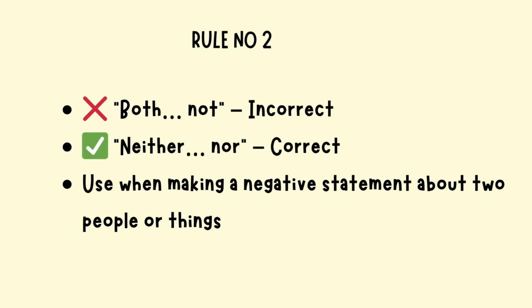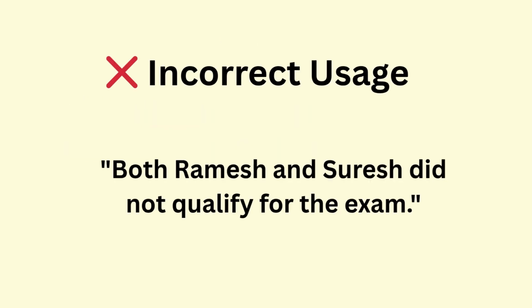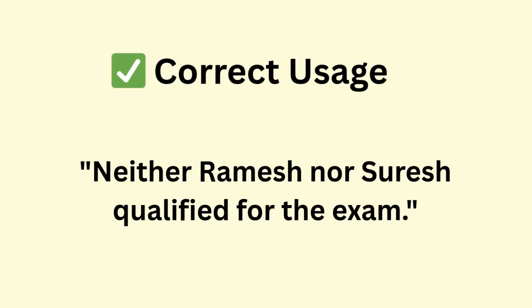Instead, we should use neither nor to talk about two negative items. Example: both Ramesh and Suresh did not qualify for the exam. This sentence is incorrect because both and did not are used together, which makes it confusing. So this is not correct. The correct way of writing the same is to use neither nor. For example, neither Ramesh nor Suresh qualified for the exam.